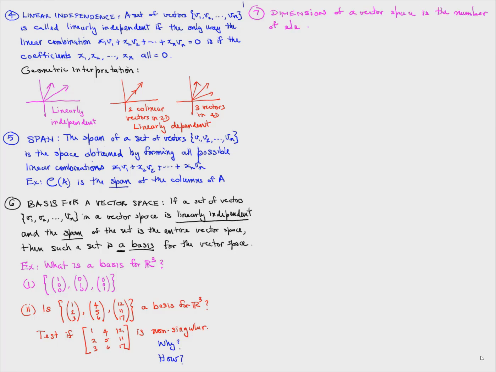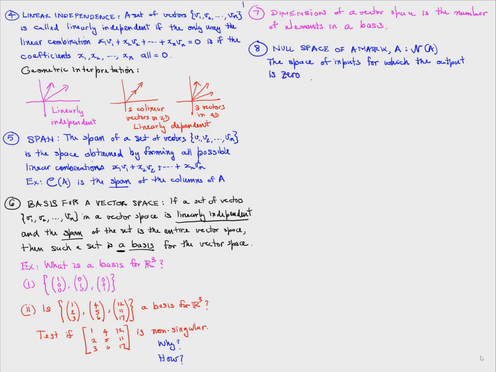The next concept is the dimension of a vector space. The dimension of a vector space is the number of elements in a basis. The next idea is the null space of a matrix, which we denote scripty N of A. This is the space of all inputs for which the output is 0. So it's the set of all vectors which, if we multiply by A, result in 0.